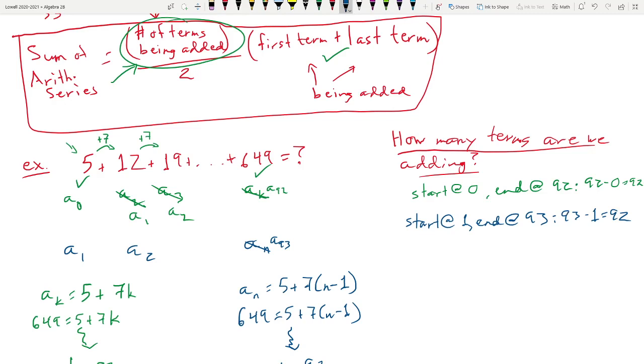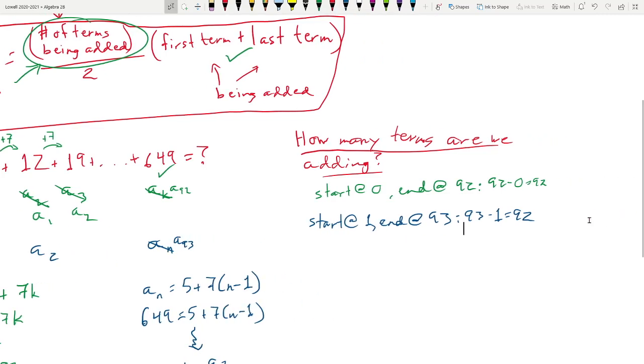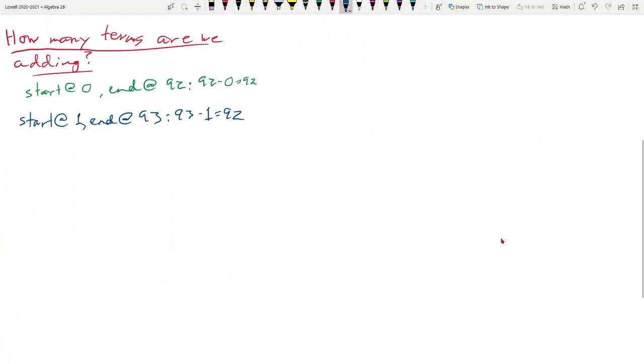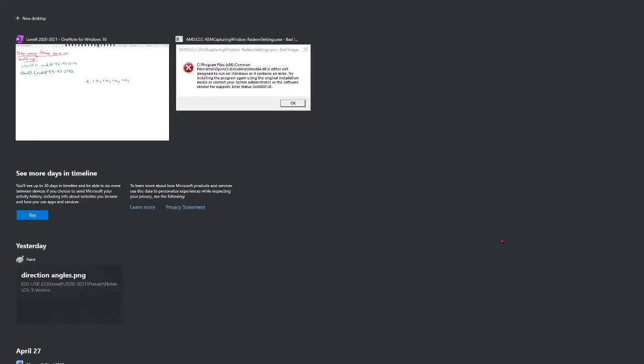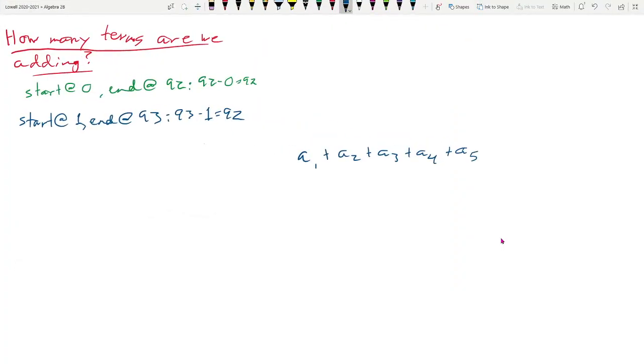But why is that? So we'll start with a smaller example where let's pretend we were going from A1 plus A2 plus A3 plus A4 plus A5, we'll say, right? If you're using the same logic here, you would say, okay, 5 minus 1, and you would get 4 terms. But clearly there are 1, 2, 3, 4, 5. Okay. And so why is that?